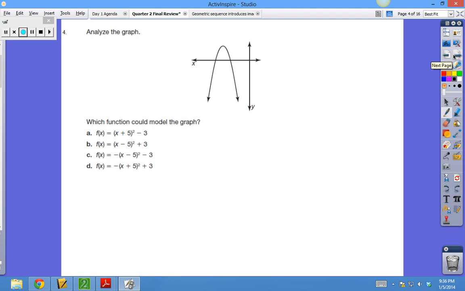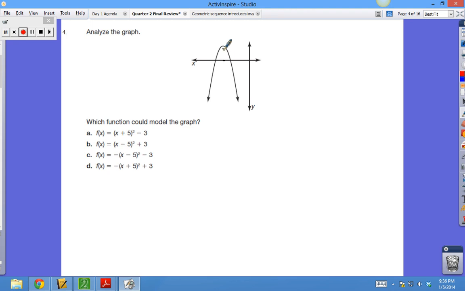Okay, which function could be describing this one? A, B, C, and D are all vertex form. So that makes it easy. The vertex is going to be left and up. So over to the left and up. So I know this model looks like this.